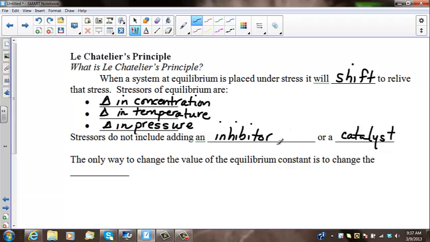I think you guys don't have the revised note packet, so it looks like there's 2 blanks here. It should really just be 1. The only way to change the value of an equilibrium constant, remember, is to change the temperature. That's something we already learned, but just reminding you.